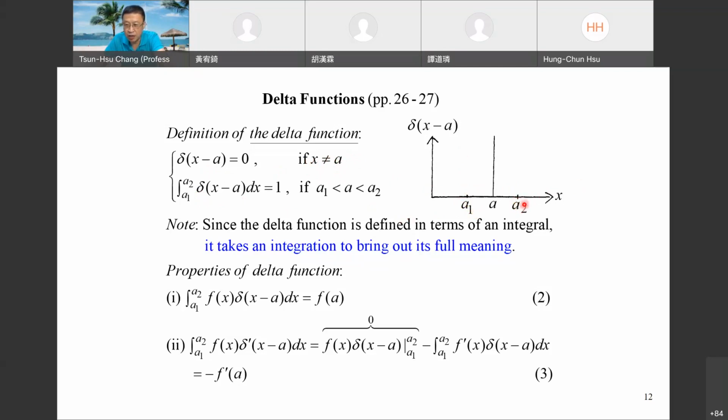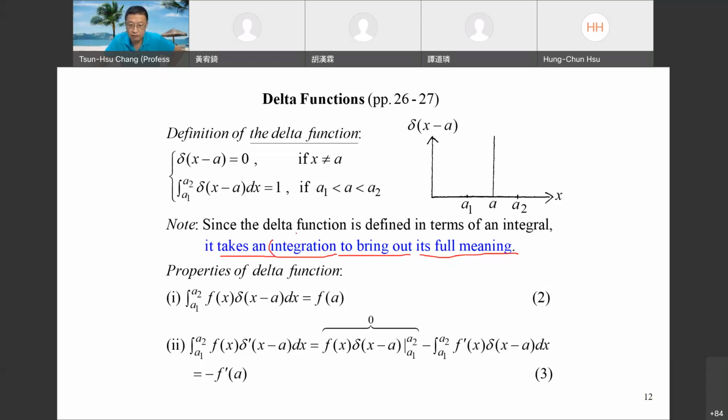Suppose a1 is here, a2 is here, and a is somewhere between a1 and a2, just here, okay? After integration from a1 to a2 of delta of x minus a, it will be 1. So passing through this region, the integral will be 1. The delta function is defined in terms of an integral. It takes an integration to bring out its full meaning. That's very important.